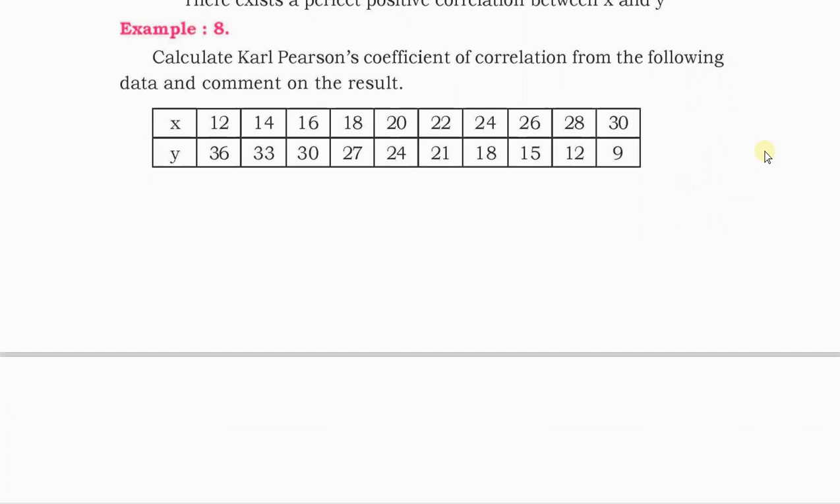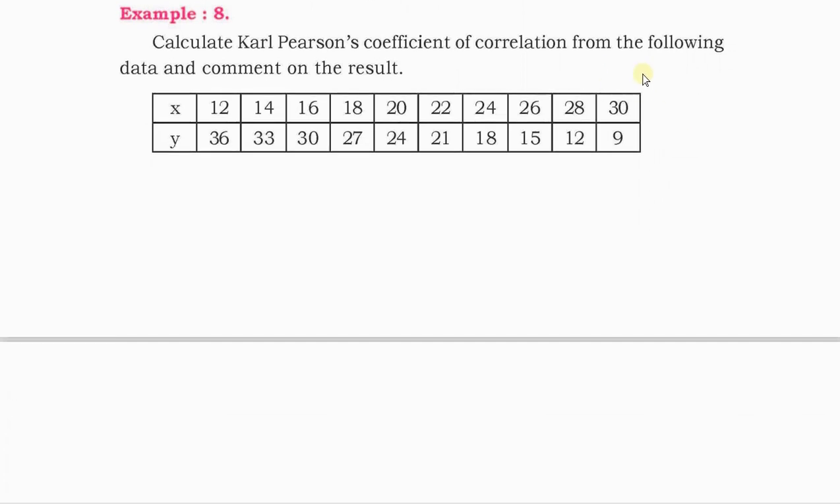Next, calculate the Karl Pearson's correlation coefficient from the following data. So the x values are given here: 12, 14, 16, 18, 20, 22, 24, 26, 28 and 30. So the difference again here is uniform. Similarly, y values 36, 33, 30, 27, 24, 21, 18, 15, 12 and 9. Again the differences between the y values are also uniform. Here the difference is 2, here the difference is 3. Okay, here the values are in ascending order and here the values are in descending order.